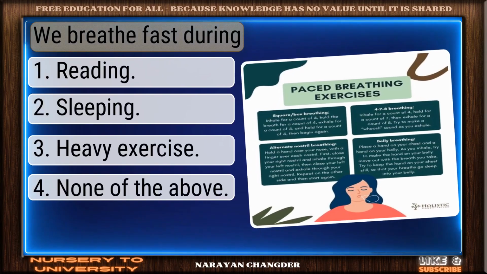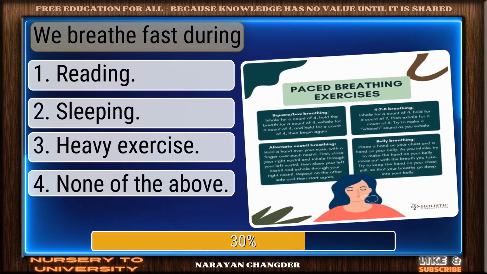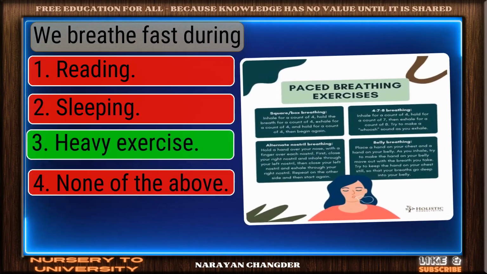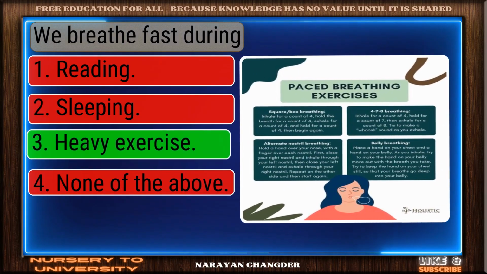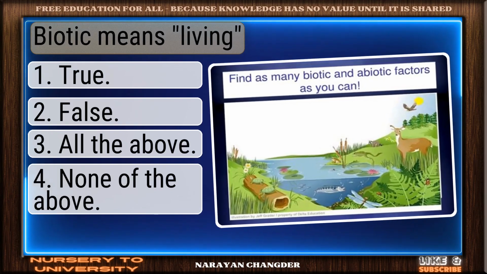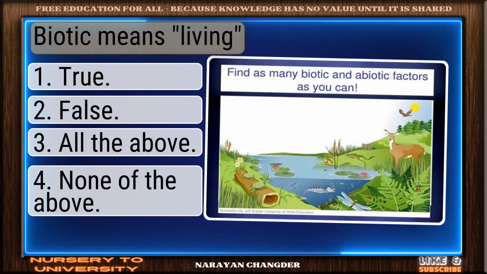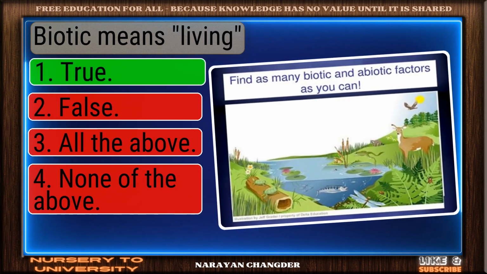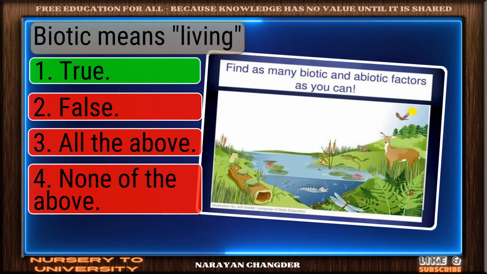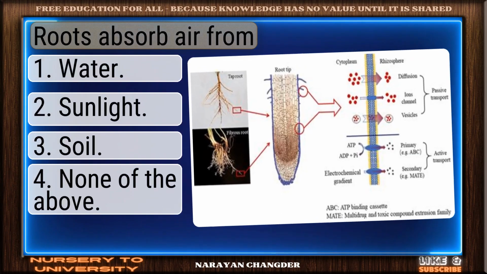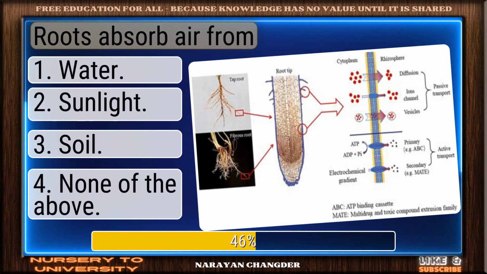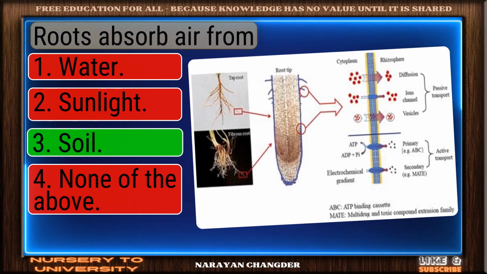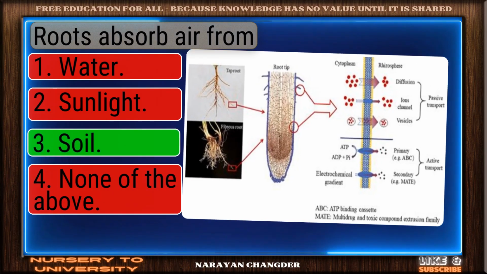Question number 274. We breathe fast during? You got it. Your choice heavy exercise is right. Question number 275. Biotic means living? Great job. True is the accurate answer. Question number 276. Roots absorb air from? Excellent. Soil is a brilliant choice.